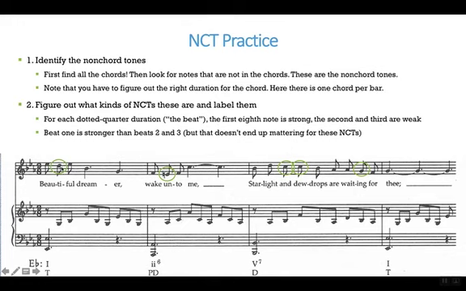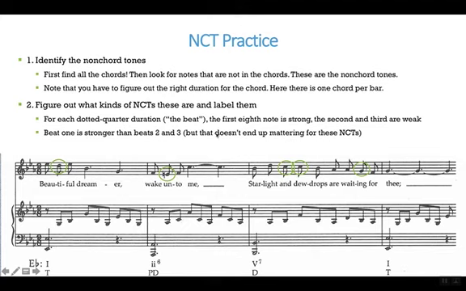So for the duration of a dotted quarter note, the first eighth note is strong, and the second and third are weak. So strong, weak, weak, strong, strong, strong, weak, weak, strong. Okay, like that. So you need to be aware of that. And then beat 1, of course, is going to be stronger. In this particular piece, it doesn't matter, but you would need to think about both of those things when you're figuring this out.